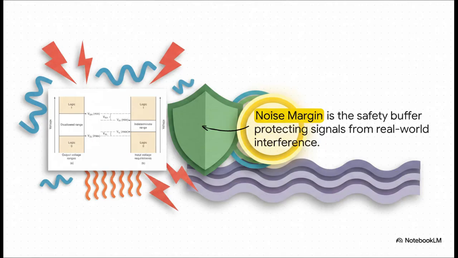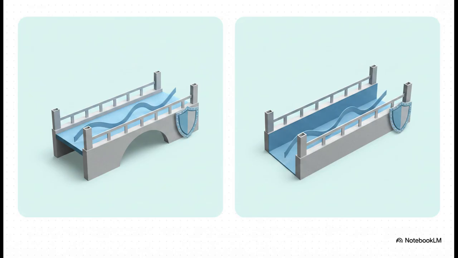And that built-in safety buffer we just talked about, it has a name, noise margin. And trust me, you need it. Because the real world is electrically messy. Your power supply isn't perfectly stable, temperatures change, other signals can cause interference, all kinds of stuff. The noise margin is basically how much abuse your signal can take before the receiving gate gets confused and makes a mistake.